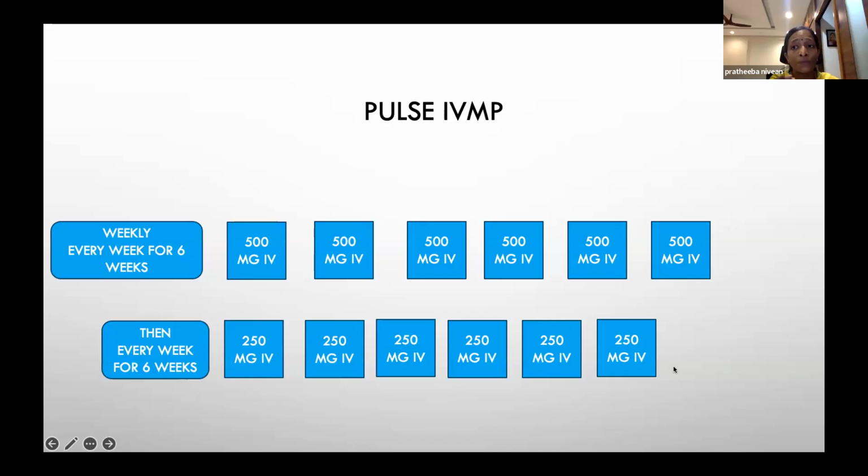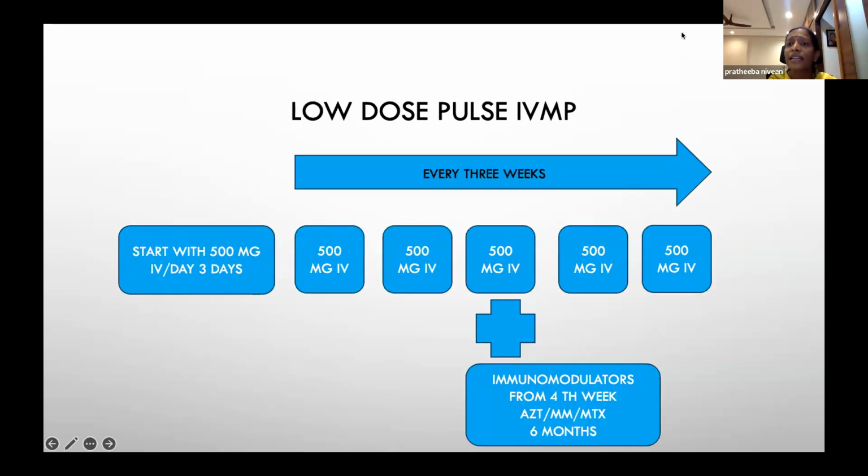So I said IVMP is preferred, and this is the standard treatment regimen, the pulse IVMP. Weekly 500 milligram IV, followed by 250 milligram IV for the next 6 weeks. This dosage will be slightly above 4.5 grams of intravenous methylprednisolone, with which people have reported side effects. So now the guidelines are slightly revised. They say a low dose pulse IVMP, and they start with a 3-day 500 milligram IVMP, and then they give 500 milligram MP weekly. And during the 4th week, they start immunomodulators.